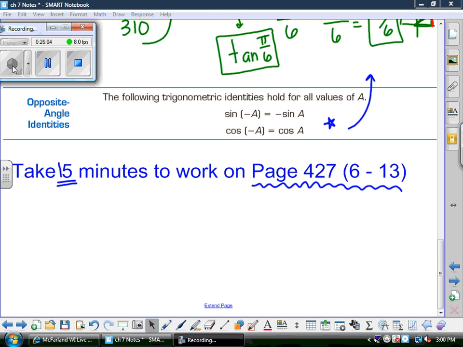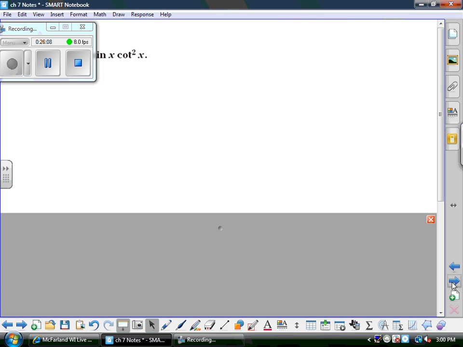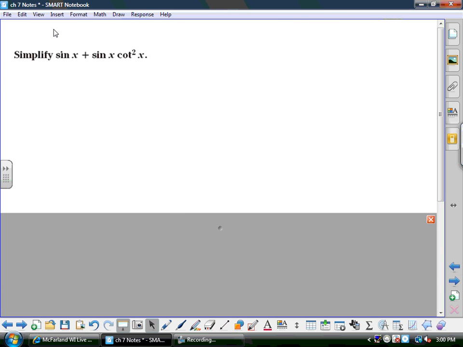The last part of the notes today has to do with verifying that things really are true. So here's an example. Simplify the sine of x plus the sine of x times the cotangent squared of x.